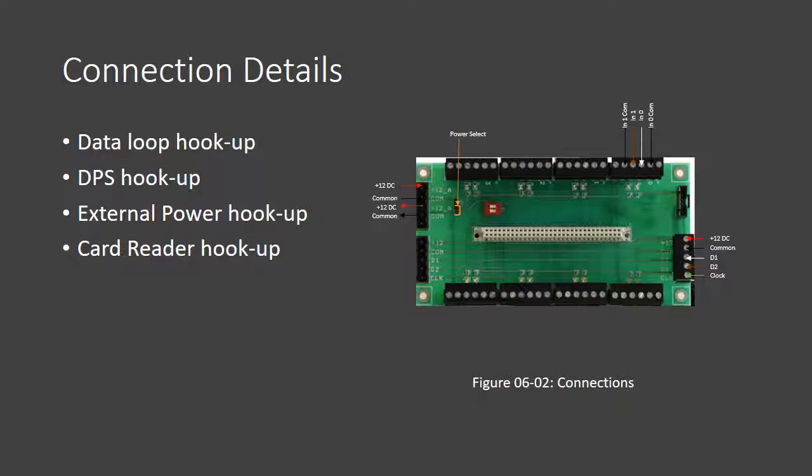I'm going to be referring to the bottom connector, which will move from left to right as I illustrate each of these connections. So for a card reader, you have first the plus 12 DC connection, then the common connection, the data 0 connection for the card reader, the data 1 connection for the card reader, and then lastly you skip a position over to the LED output for the card reader.